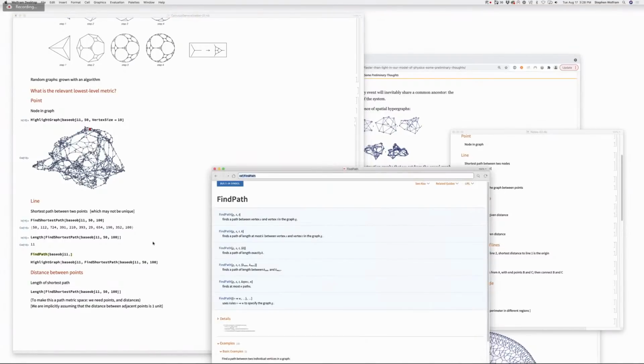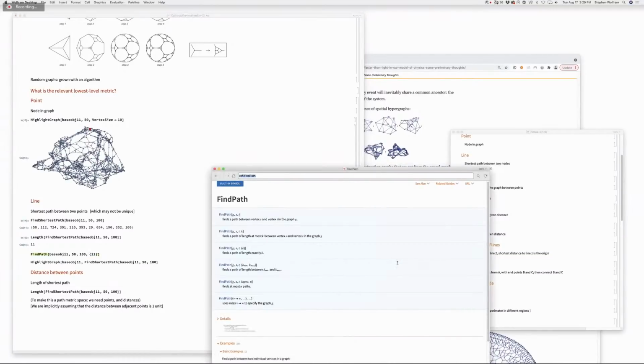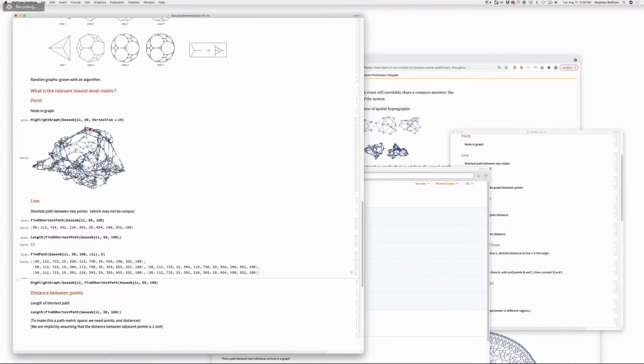But let's go back here. We've got find path, and the way this find path worked, we've got between 50 and 100, and we say I want specifically paths of length 11, and I want infinity number of paths. Well, let's just say 5 paths. What the heck? Are they the same? No, they're not the same. Okay, let's see 10 paths. Oh my gosh. Wowee. Really?